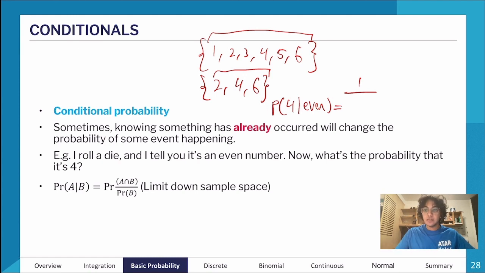I've said, well, it has to be an even number. So it's either 2, 4, or 6. And so there's 3 possible outcomes. So I write that down. So the probability of getting 4, given that it's an even number, is 1/3.